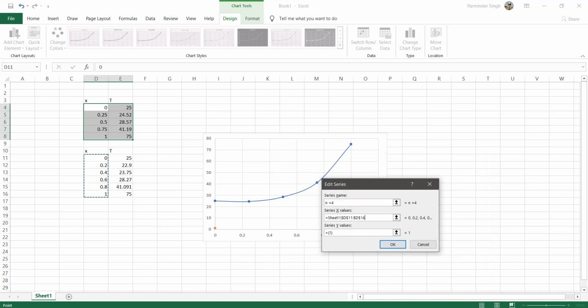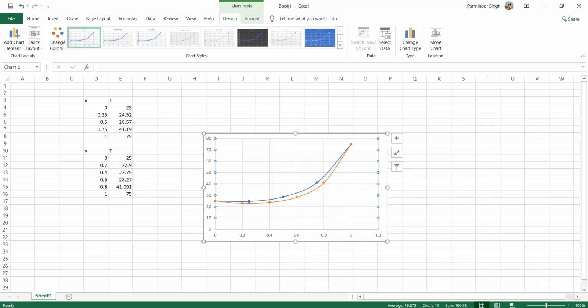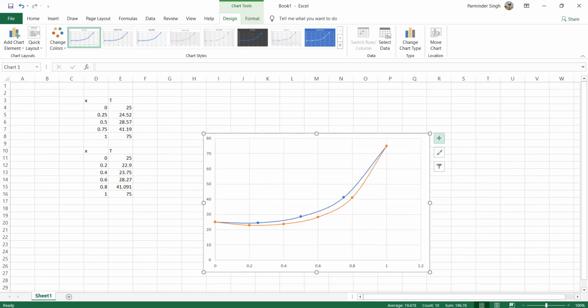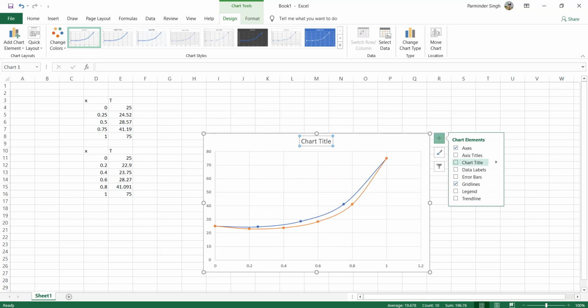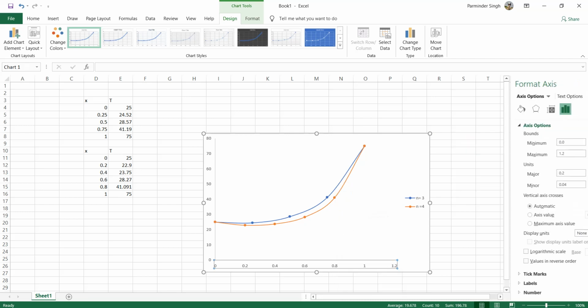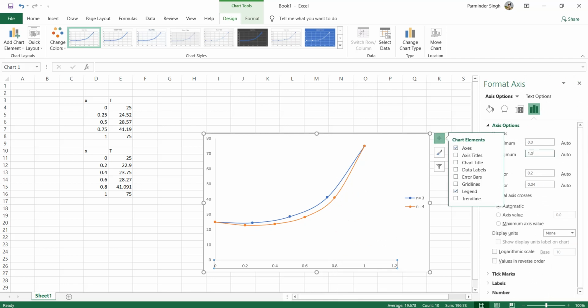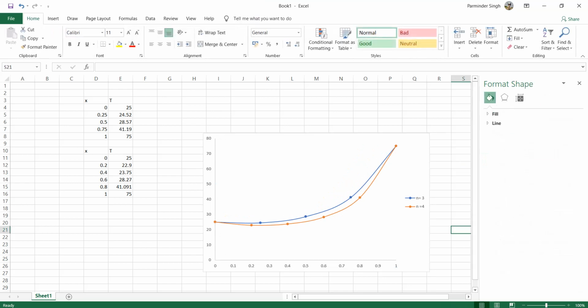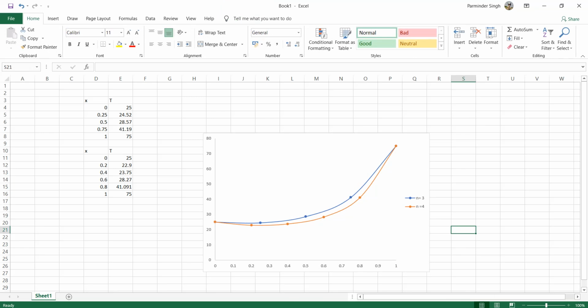The value of x is between this and this. So you can clearly see in the plot, for a length of 0 to 1, depending upon whether n is 3 or n is 4, or we can even take n equal to 5, the variation of the temperature along the length of the tube.